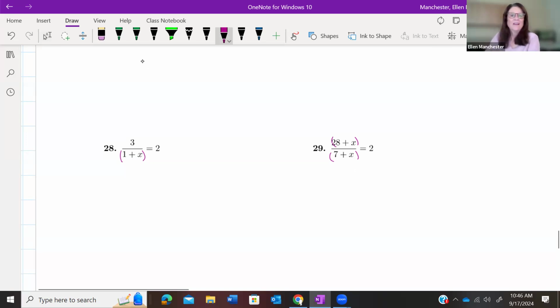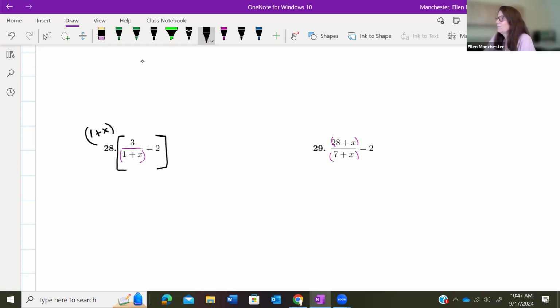There we go. Okay, so what this means on 28 is 3 divided by the 1 plus X. All right, we don't want that on the bottom. So just like we got rid of fractions before, we're going to do the exact same thing. We're going to take this whole thing and multiply it by 1 plus X. Okay, so if you like the technique where we multiply through the top, it'll look like this.